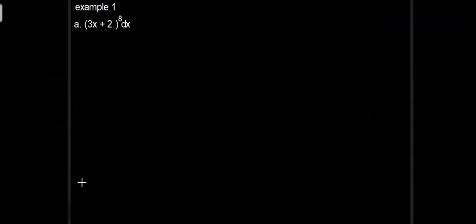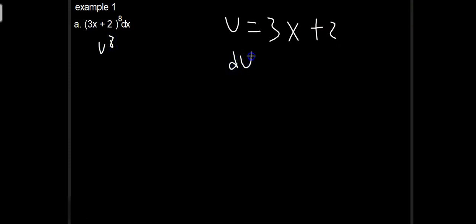Okay, so in this example, it says 3x plus 2 the whole power of 8. I'm going to use a u substitution and integrate this function. So I'm going to say that u is equal to 3x plus 2. I'm just substituting 3x plus 2 by u, so this will be u raised to the 8th. And then du is equal to... now I'm looking for dx. So du is equal to 3 dx.